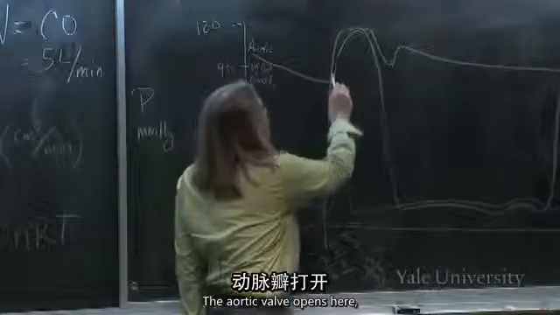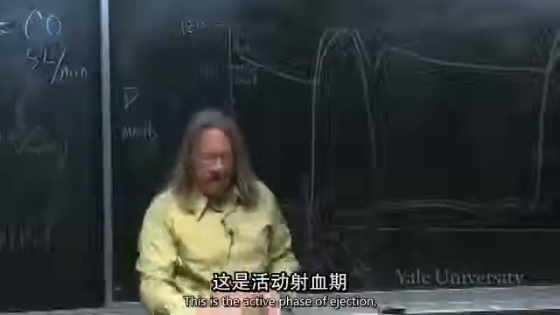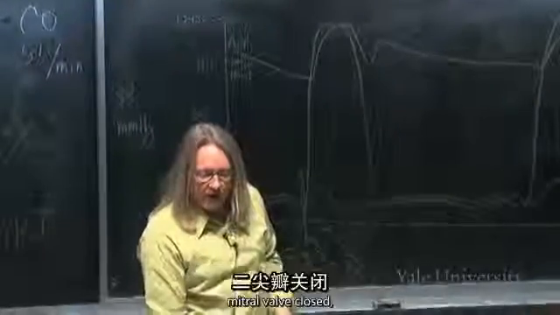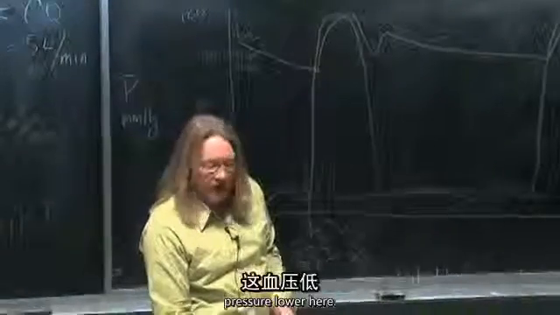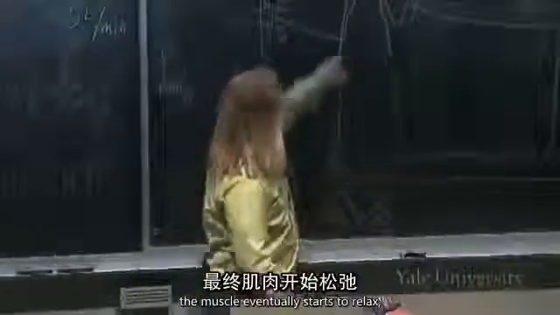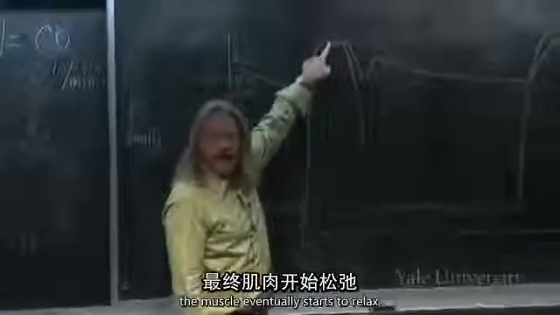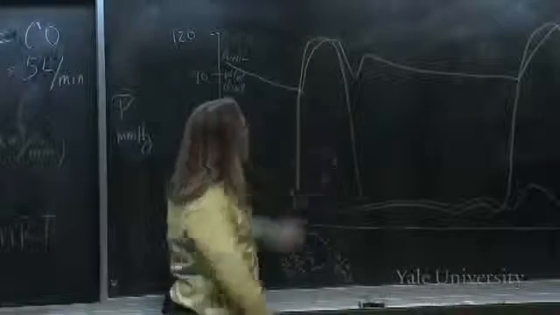The aortic valve opens here. Contraction continues, and this is the active phase of ejection, which is shown in the diagram here. Mitral valve closed, aortic valve open, pressure high here, pressure lower here, so blood is ejected from the heart. The muscle eventually starts to relax. Contraction is complete. The ventricle starts relaxing.